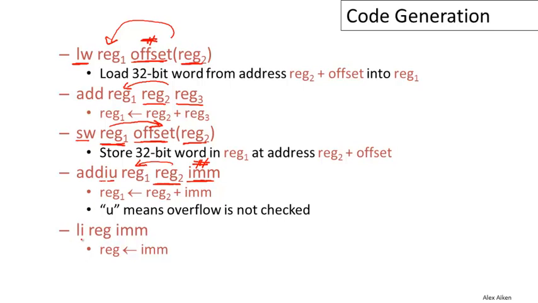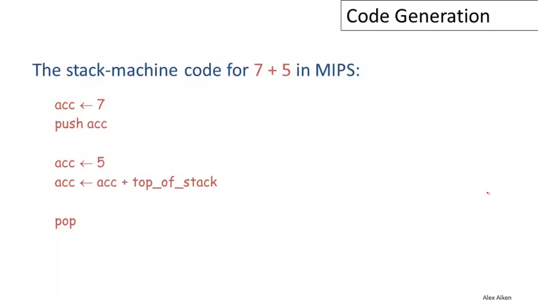Finally, load immediate just takes a constant that's in the code and puts it into the register that's named as the first argument. All right, so those are the 5 instructions that we need to do one very simple example.